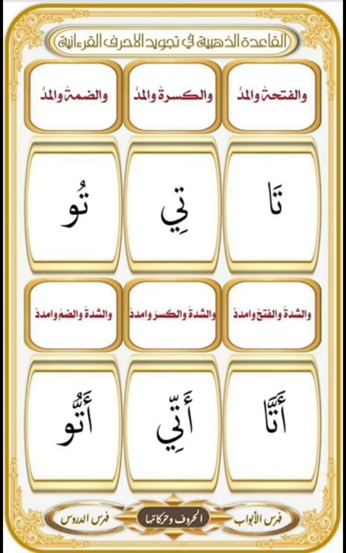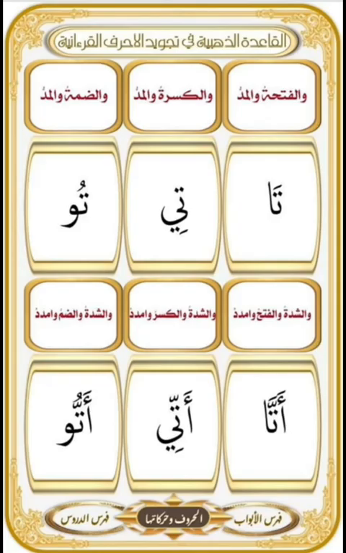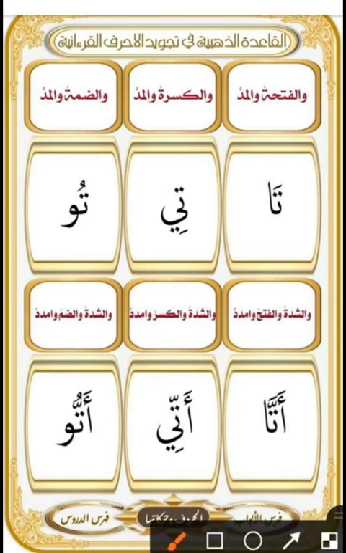والشدة والفتح وامدد التّا، والشدة والكسر وامدد التّي، والشدة والضم وامدد التّو. Here we have the letter ta with shadda and the lengthening of the vowel fatha, and here the letter ta with shadda and the lengthening of the vowel kasra, and here the letter ta with shadda and the lengthening of the vowel dhamma.